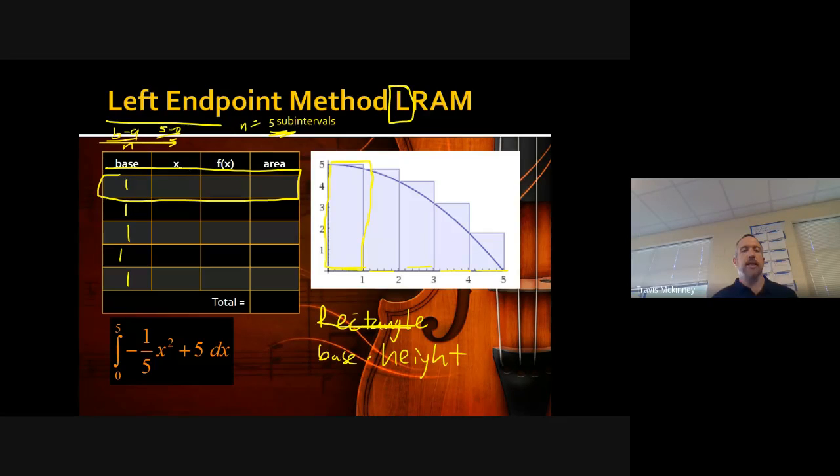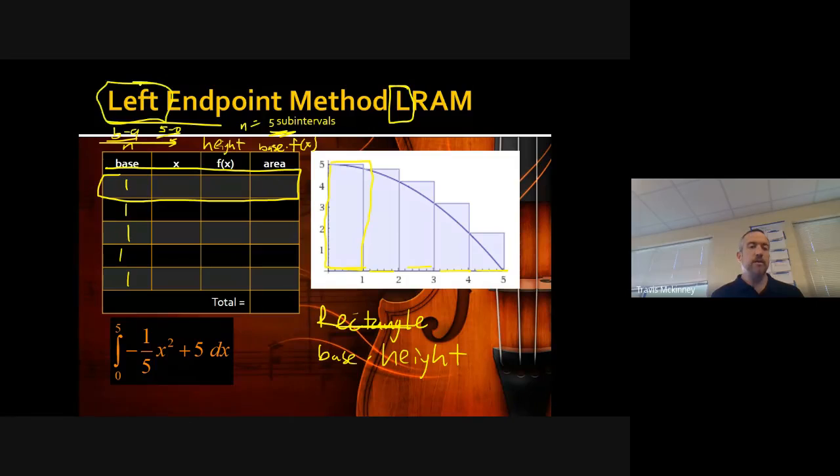So for each of them, I need to know what the base is and what the height is. The height is going to come from this f of x row. And then the area is just going to be the base times the height, or the base times f of x. And we're just going to get different f of x values depending on what our x value is.